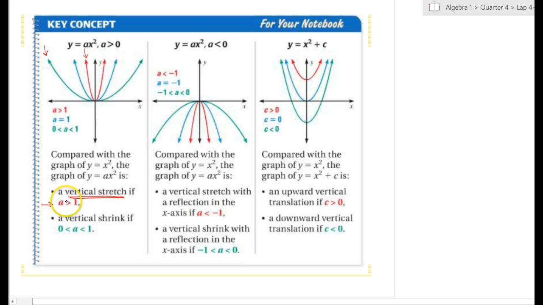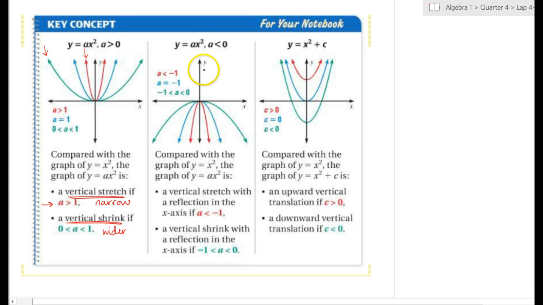Remember, this does not mean that it's positive or negative. It just means that it's a number bigger than 1. And it's a vertical shrink, so this is when it's wider. Vertical stretch when it's narrow, a vertical shrink when a is a fraction that is less than 1.